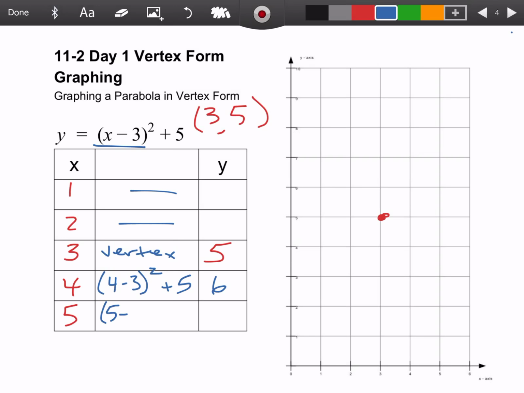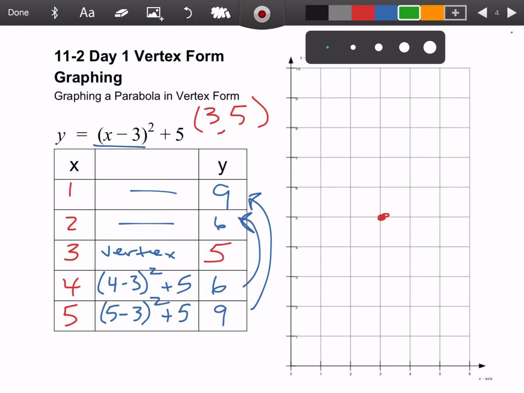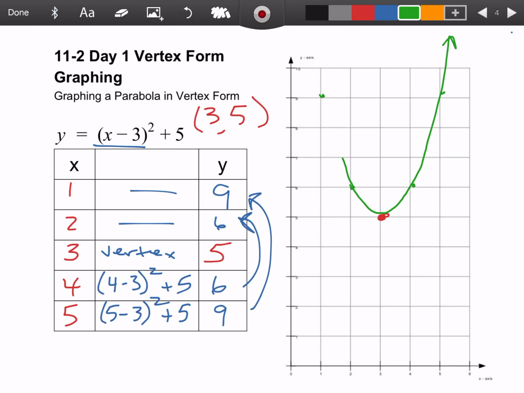I'd want to actually plug in something bigger than 3. So 5 minus 3 would be 2. 2 squared, that would be 4. 4 plus 5, that would be 9. And then we are reflecting these up due to our axis of symmetry. So then we can plug these in. We have 1, 9, 2, 6, 4, 6, and 5, 9. And then we just connect those through to make the shape of our parabola.